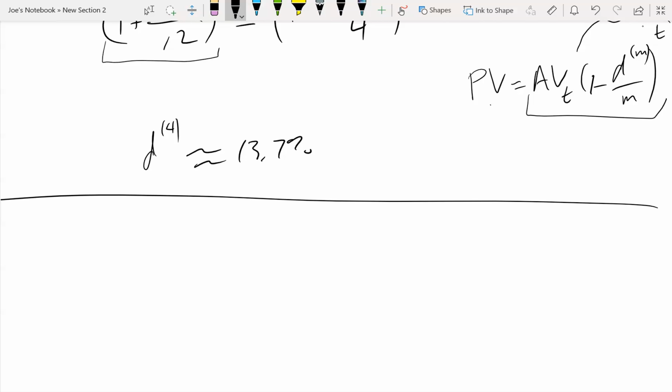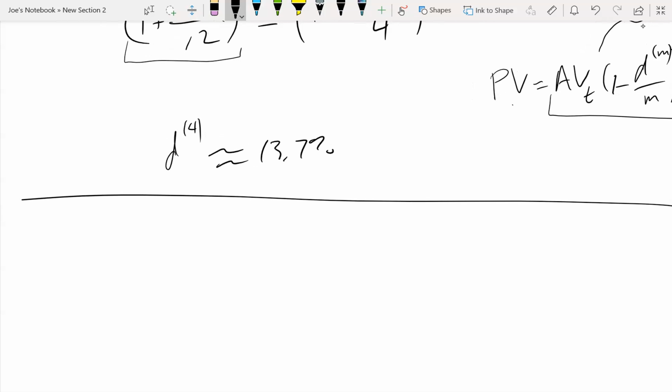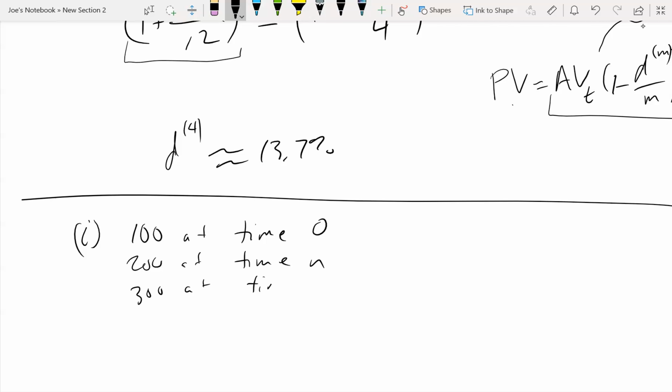All right, number 5 says that you've got two payment streams that have the same present value. Payment stream 1 is 100 at time 0, 200 at time n, and 300 at time 2n. That's payment stream 1. Before I do anything else, let's talk a little bit about how we can get what the expression would look like for the present value of this payment stream.